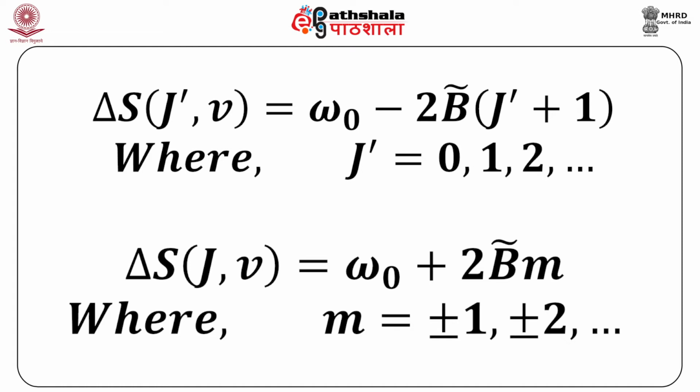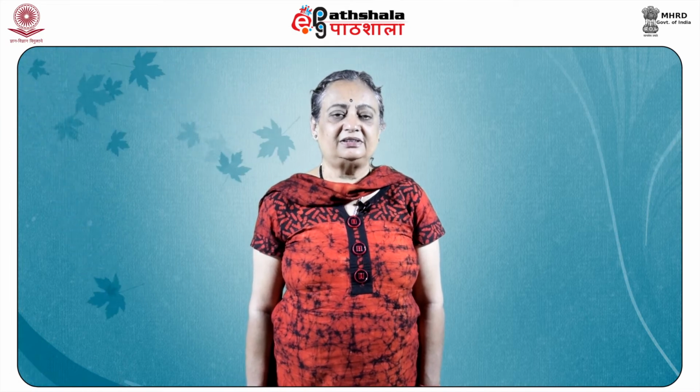Now, this equation represents the combined vibration rotation spectra. It will consist of evenly spaced lines, where the spacing is equal to 2 B bar on each side of the band origin, which is omega 0, but since M cannot take on values equal to 0, that means that the band origin at omega 0 will not appear.